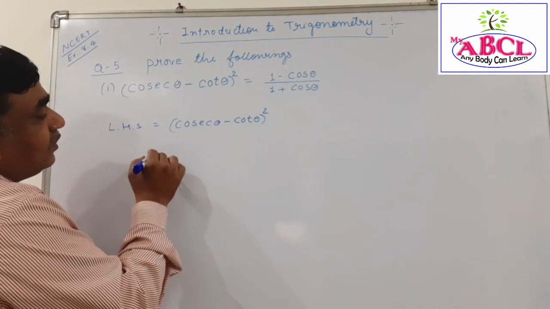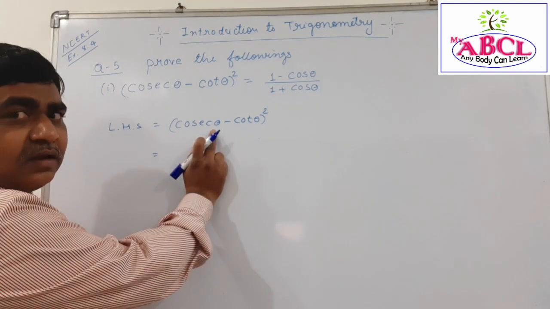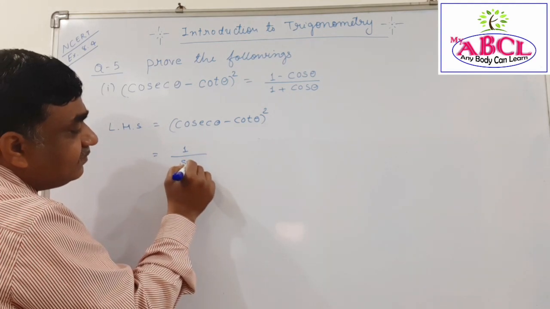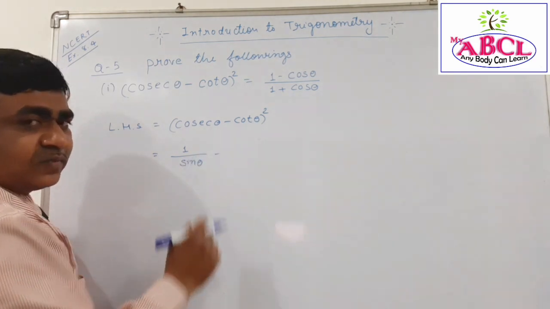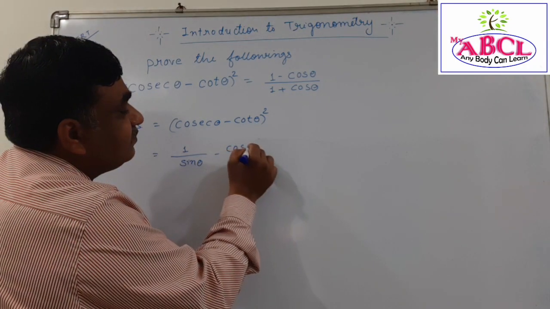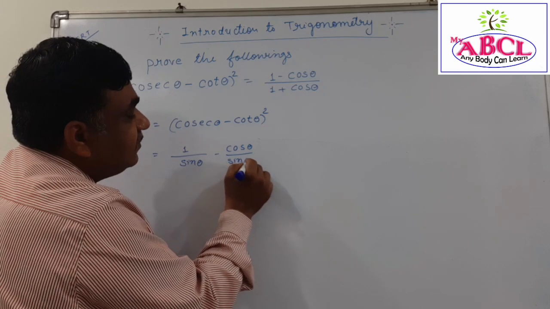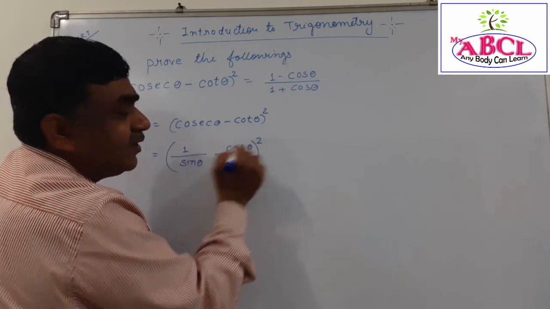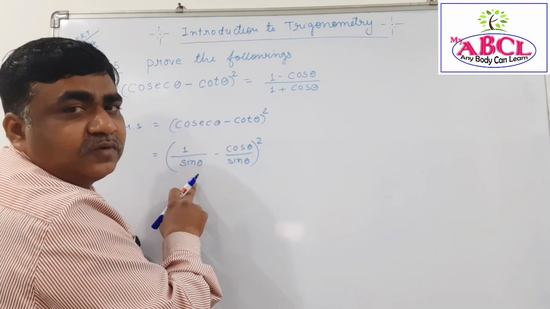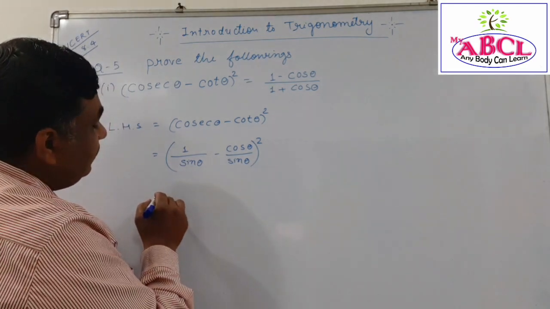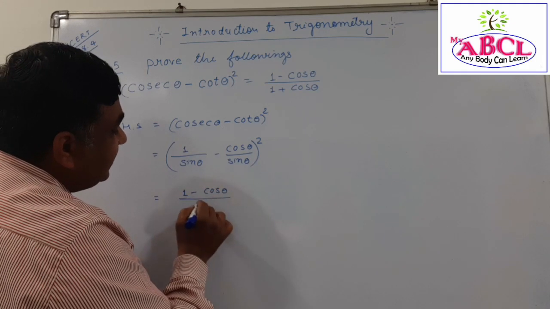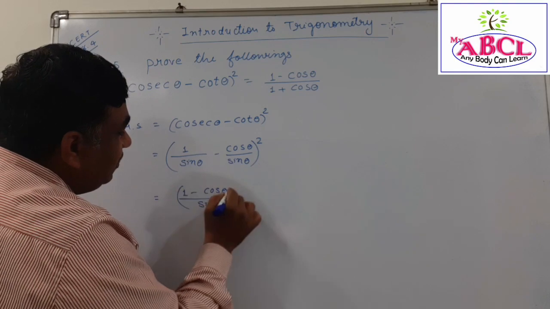Let's try it. So cosec is the reciprocal of sin theta, so I can write 1 upon sin theta, minus cot. Cot is cos upon sin, so I can write cos theta upon sin theta, whole bracket and square. Okay. Now we can see there is sin in the denominator of both, so we can take the LCM. So (1 minus cos theta) upon sin theta, whole square.